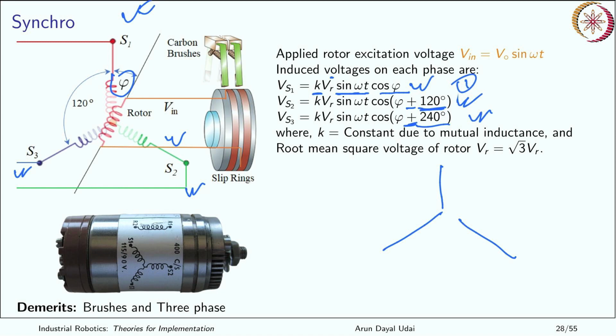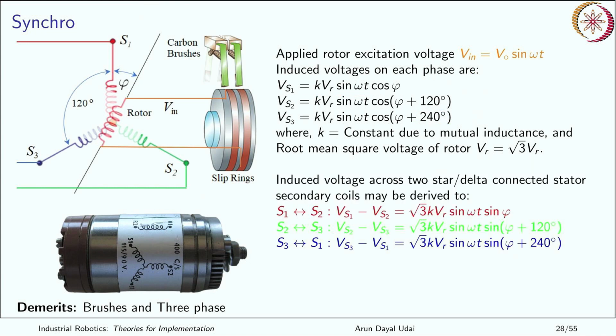K is the constant due to mutual inductance between them, and the root mean square voltage of the rotor is something like this, that will be induced. So it is finally given as this. Because it is star connected, the difference between the voltages will be transmitted out. It is given by this, which you can understand. So this is how it works.